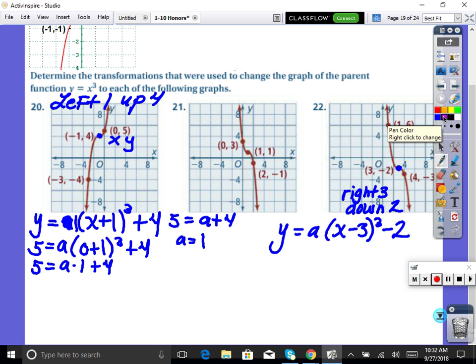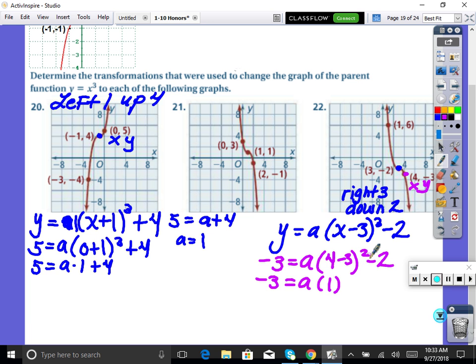Then you'd say, what's another xy point on the graph? Either 1, 6 or over 4 down 3. So that's an xy. So my y is negative 3. We don't know what A is. Our x is 4 minus 3 squared minus 2. So then we have negative 3 is equal to A times 1. That's not a square, that's a cube. Cubed minus 2. So then we have negative 3 is equal to A times 1 minus 2.